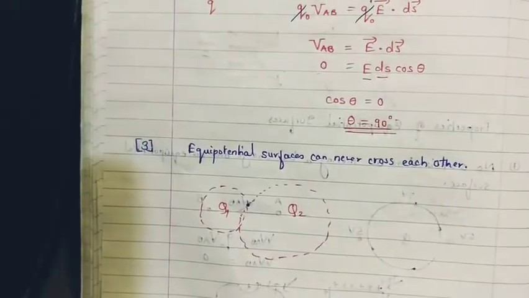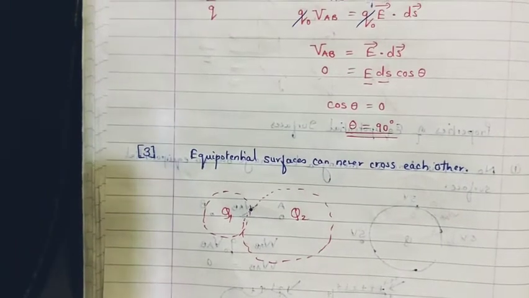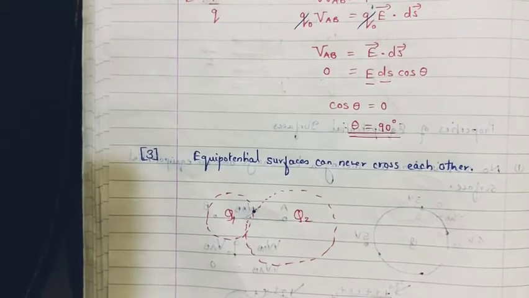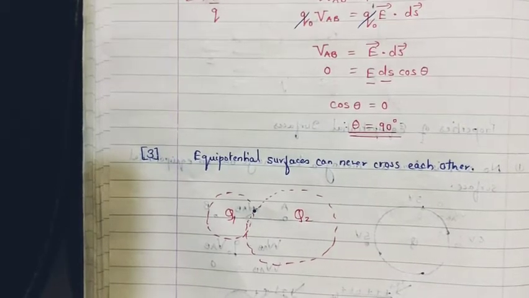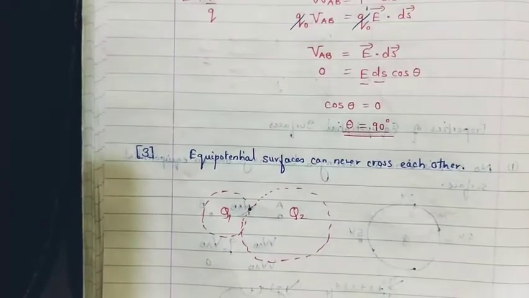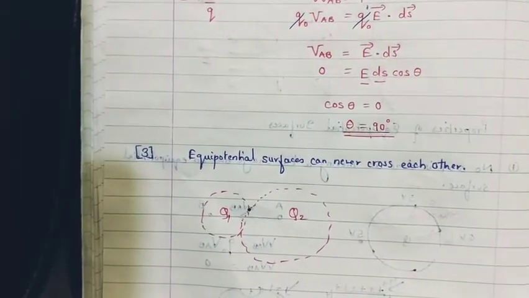So this was the last property of equipotential surface. So this is it about the equipotential surfaces. In the next class, we will learn a new derivation which will be giving us the relation between electric field and potential, which we just briefed about. In today's class, we'll be seeing it in detail.